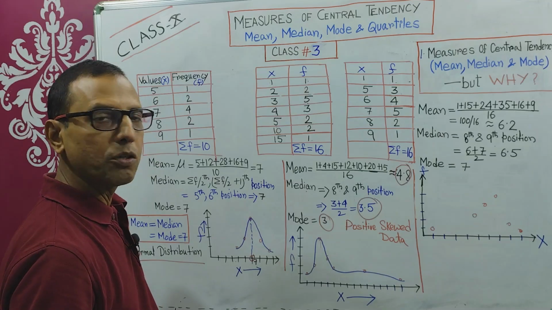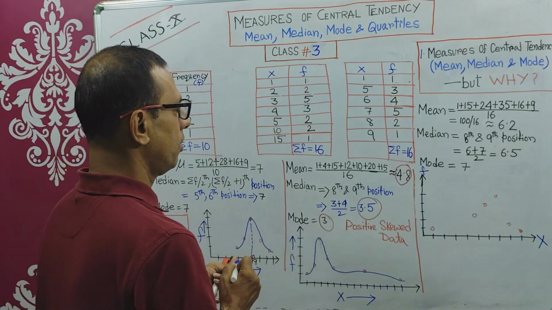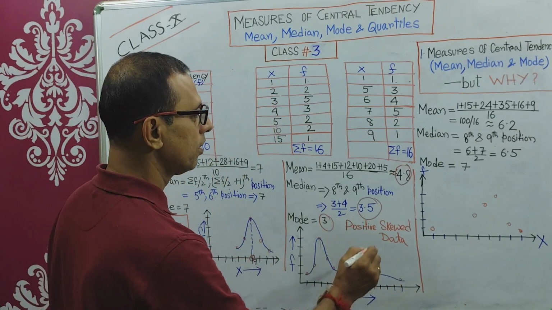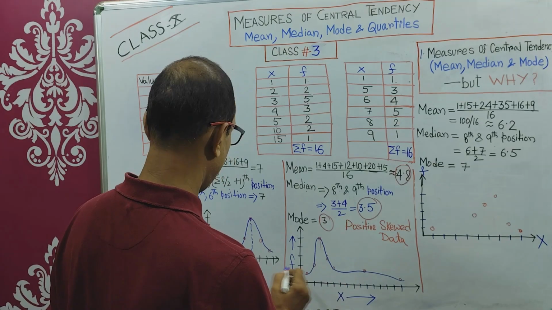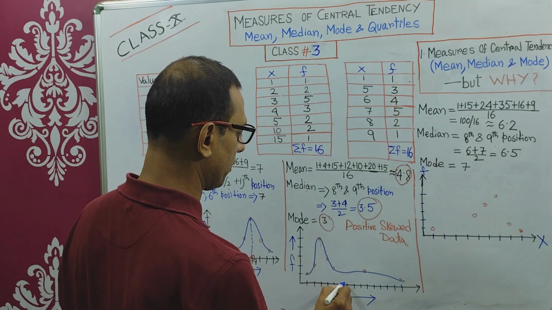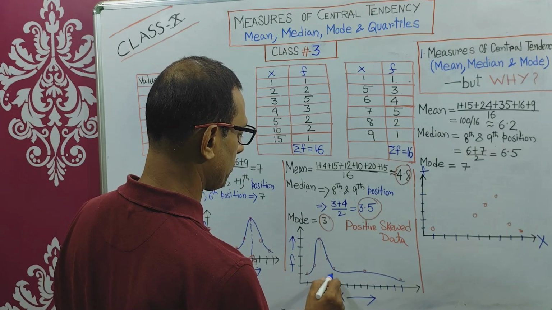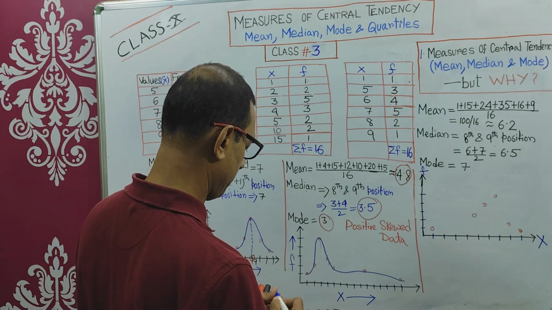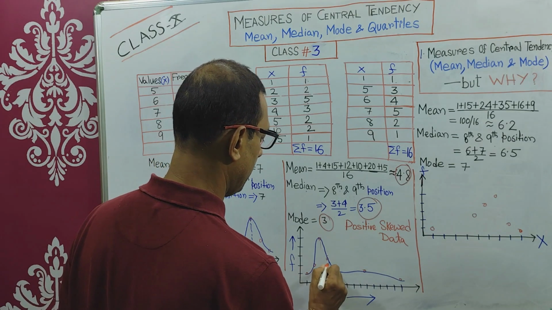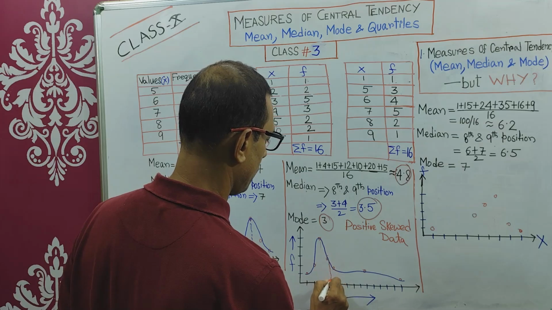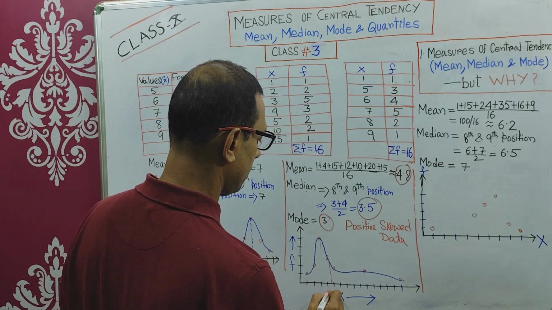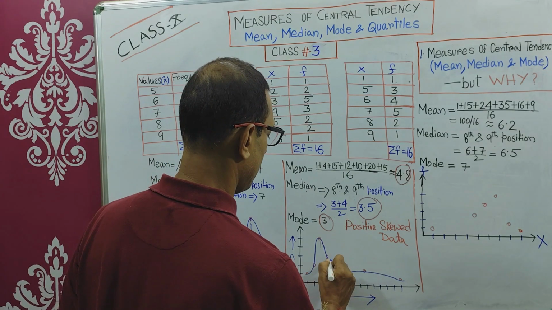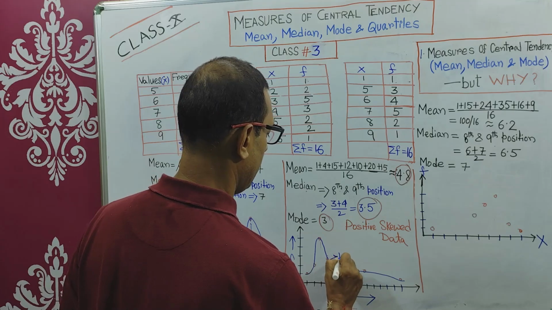For positively skewed data, what you have noticed is that the mean will always be towards the right side, right? So mean is 4.8, right? Here it was 7. Here itself mean is 4.8. Between 3, 4, 5, nearby this point the mean will be here. So this is the mean, 4.8.